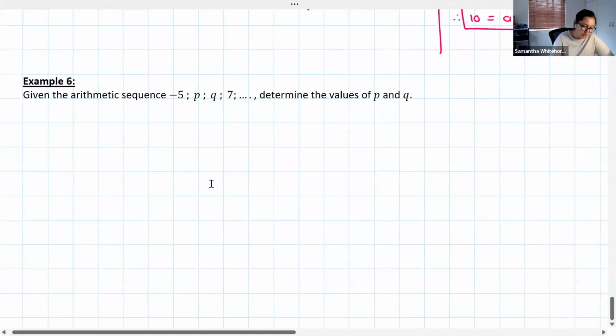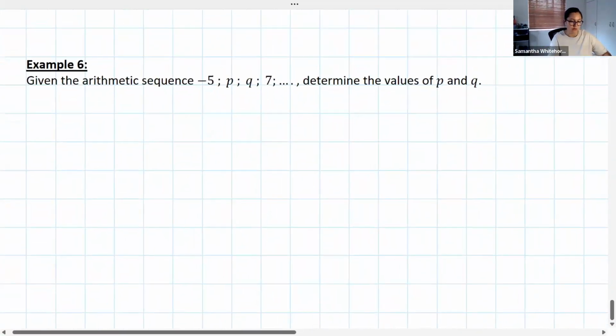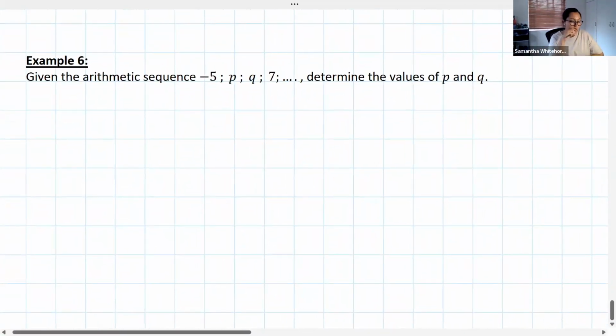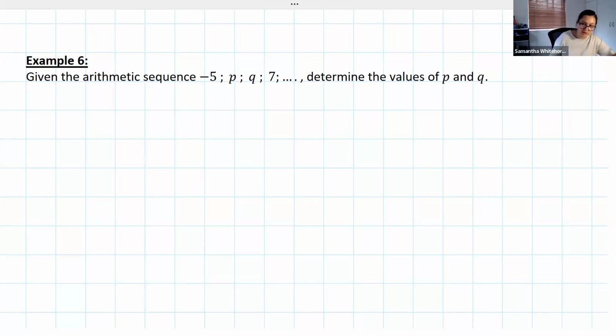Right, so let's have a look at one last question before we wrap up for our Wednesday. We're given the arithmetic sequence -5, P, Q, 7, and so on. All I'm going to ask you to do is determine the values of P and Q. Again, this goes back to what I was saying. What is the defining characteristic of a linear or arithmetic sequence? It is the fact that it has a constant difference.